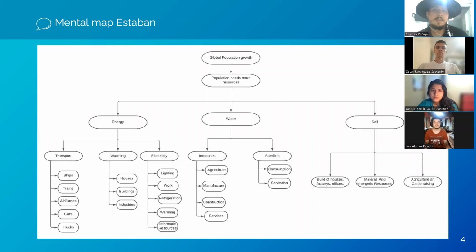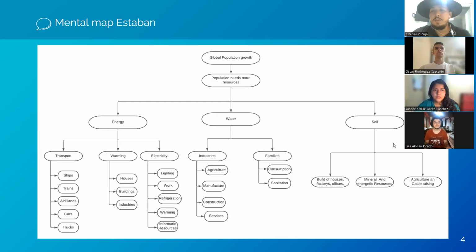Hi, I'm Esteban, and I will talk about a problem that is very important for engineering and all knowledge areas. I want to talk about global population growth, because population needs more resources. So which resources does the population need to maintain this current civilization and the current rhythm of life?